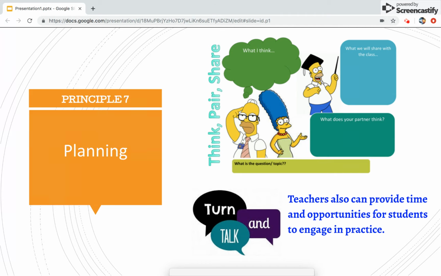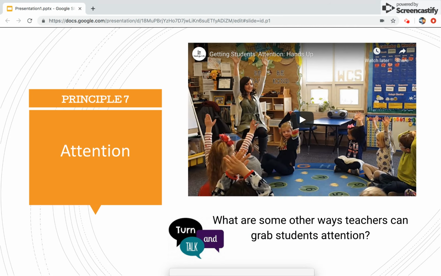Okay, so we have Homer Simpson here. He's thinking about what he wants to think about. And then he is going to talk to his partner, which is Marge there, and she is going to think about it, and they're going to share with each other. And then we are going to share out to the class when it becomes that time. It also can be known as turn and talk. So here is an example of what this might look like in your classroom.